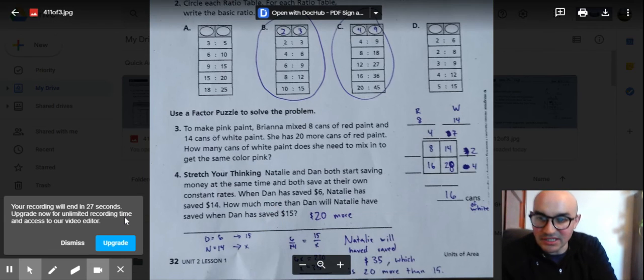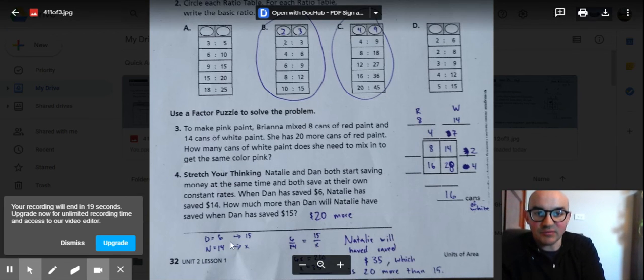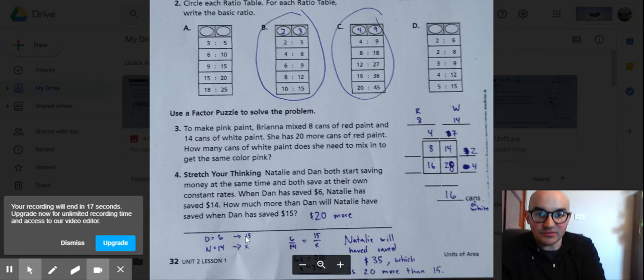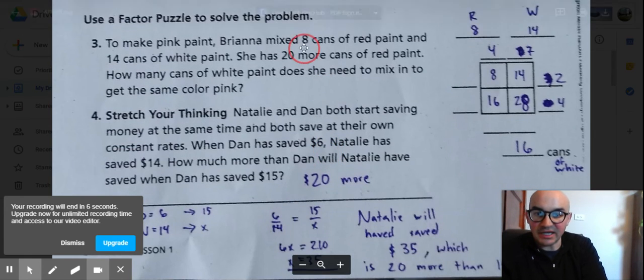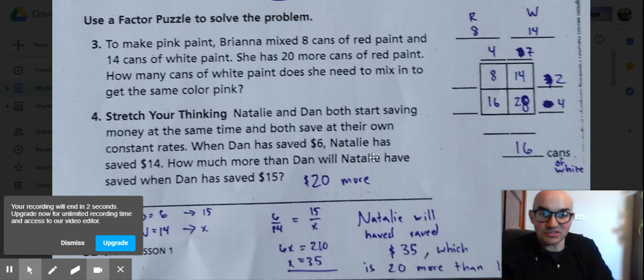Number 4, as you can see, I'm running short on time here. Number 4, we set up. Natalie and Dan both start saving their money at the same time, and they keep their own constant rates. So Dan starts out, he goes from 6 to 15, Natalie 14 to the unknown x. I set it up as cross multiplication there, and you can use mine to solve yours. Ultimately, she will have saved $35, which is $20 more.